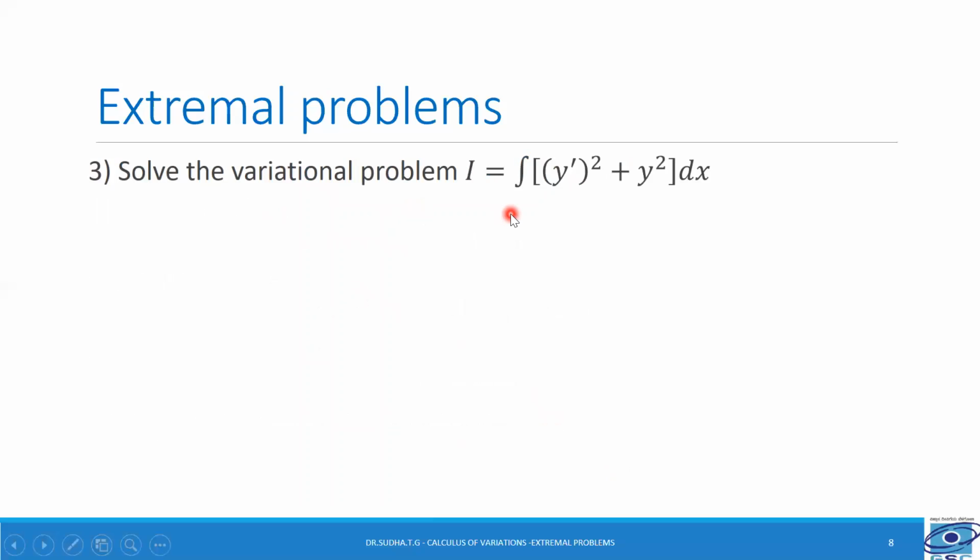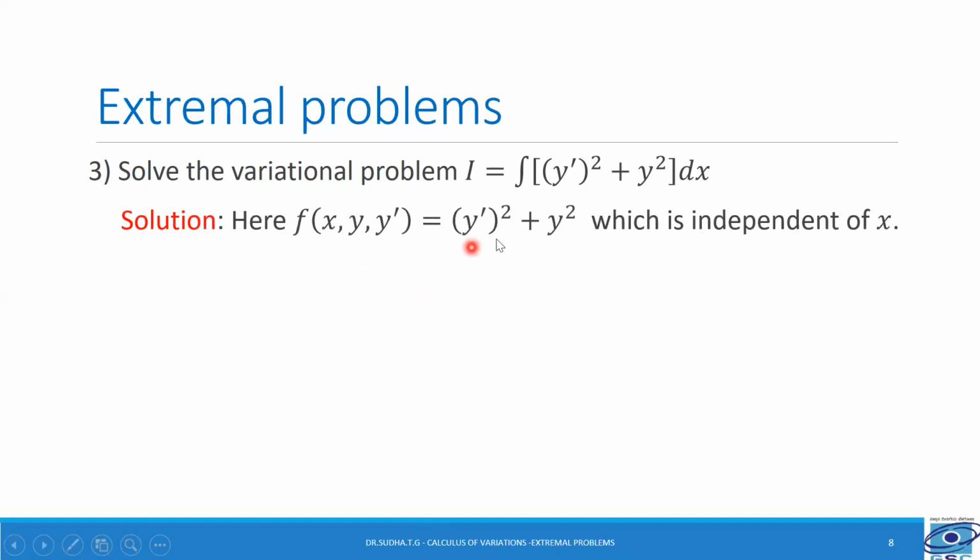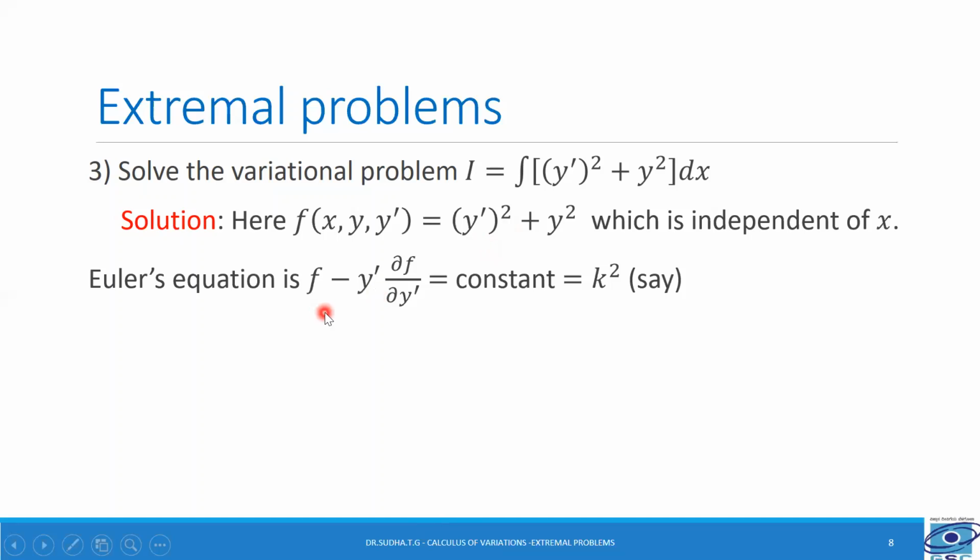Solve the variational problem, integral of y dash square plus y square dx. Here only the functional is given, no other conditions are given. So it is enough if you solve for y in terms of the constants. Let us take f to be y dash square plus y square. Here you can see that f is independent of x because no x term is there. Since it is independent of x, we can take the Euler's equation as f minus y dash into dou f by dou y dash is equal to some constant.